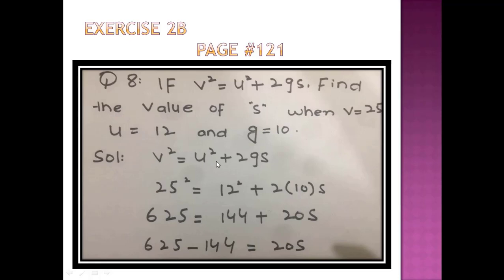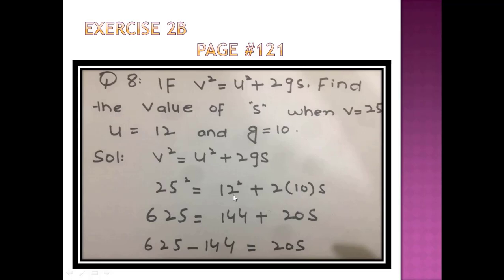Solution. Now here we have a formula, that is v square is equal to u square plus 2gs. Now here 25 square is equal to 12 square plus 2 into 10s. Here we find the value of s, so we don't have a value of s. 25 square means 25 two times. 25 multiplied with 25, so we get what? 625, is equal as it is.